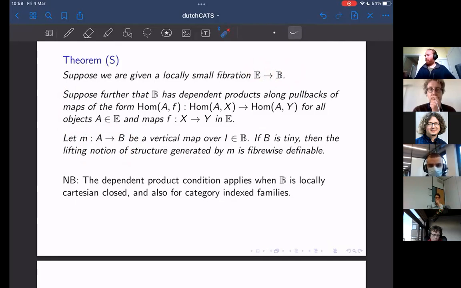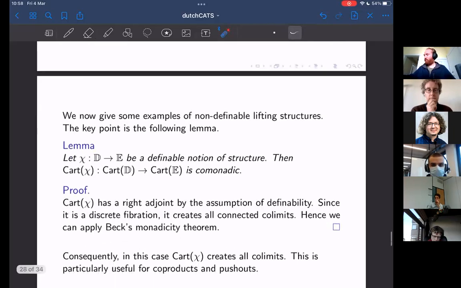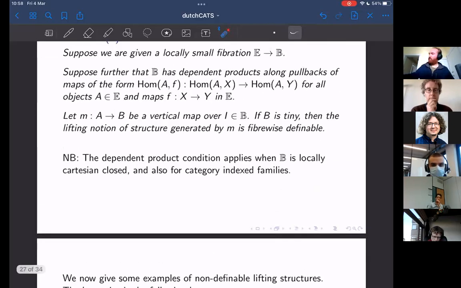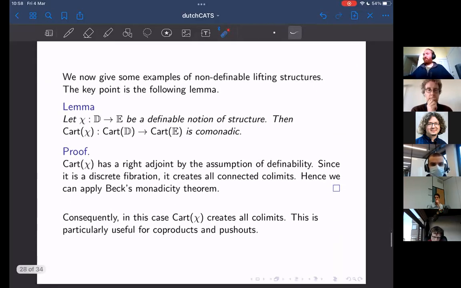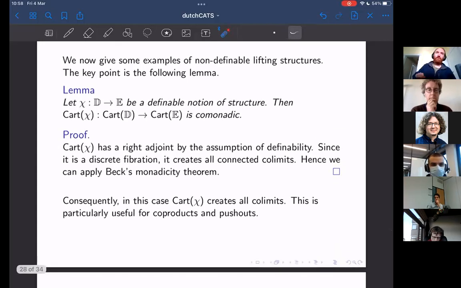Okay, so we have this kind of funny condition about dependent products, and the way it's phrased is that it applies when B is locally Cartesian closed, but also these particular dependent products happen to exist in CAT, the category of small categories, so the theorem also applies to category-indexed family fibrations. Okay, so that's a sufficient criterion for showing that lifting notions of structure are definable.